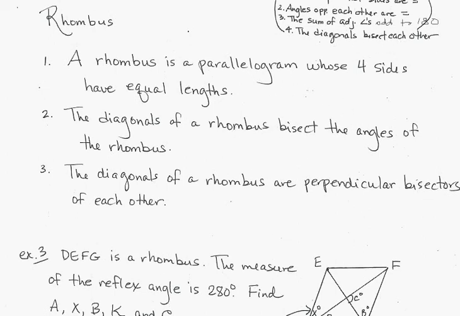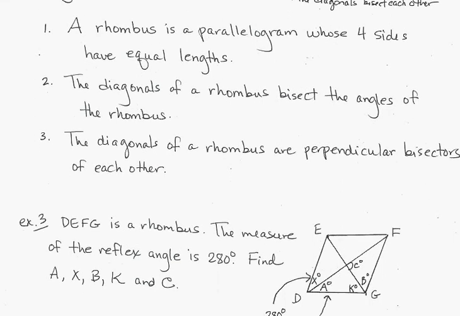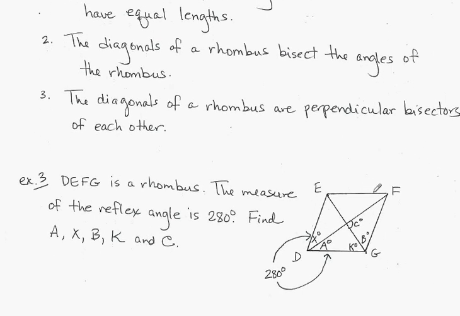equal sides. The diagonals of a rhombus bisect the angles of the rhombus. So that means, here's the diagonals. It's going to make this angle equal to this angle, and this one equal to this one, and this one equal to this one, etc. And another property of a rhombus that's different than a parallelogram are the diagonals form perpendicular bisectors. That means they form a right angle, and these are equal both ways.